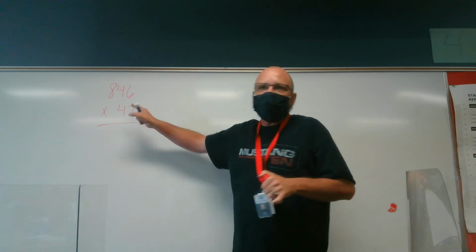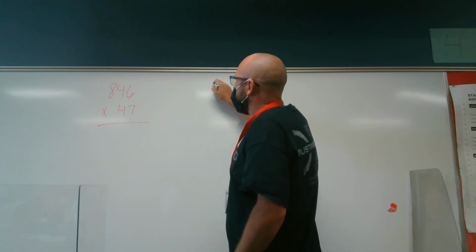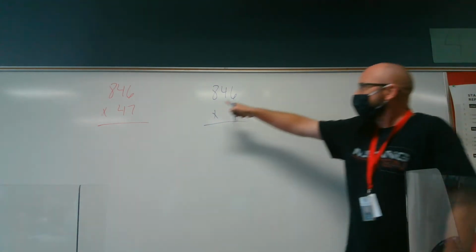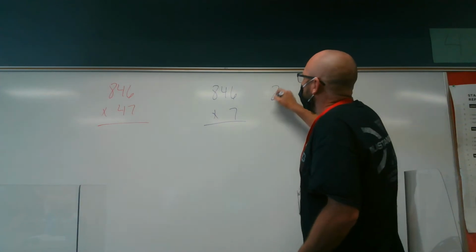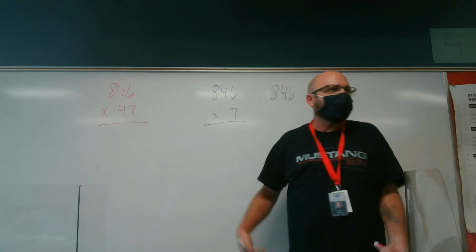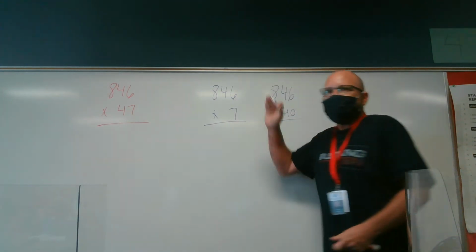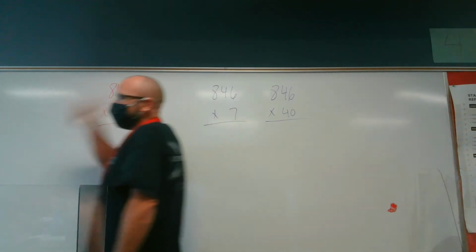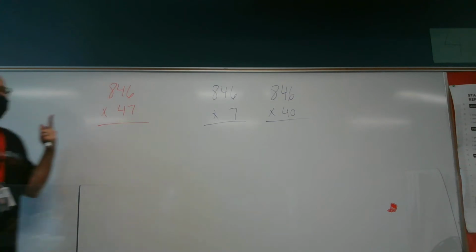So if we take the 47 and put it in expanded form, and I know you're watching closely, we have 7 ones. So I'm going to multiply 846 times 7. I'm also going to multiply 846 by the 4. What place value is this 4 in? Tens. What's the value? 40. So all you're doing when you're multiplying a 3-digit by a 2-digit is multiplying one number at a time. One number at a time.